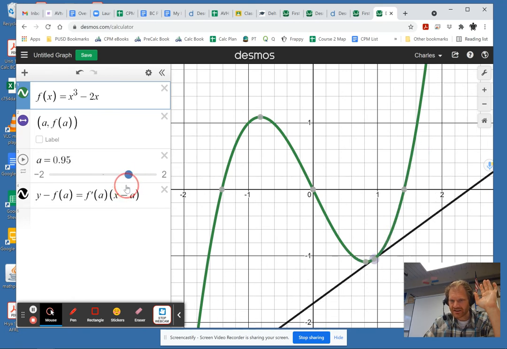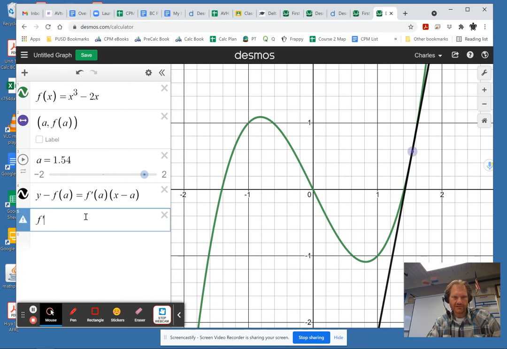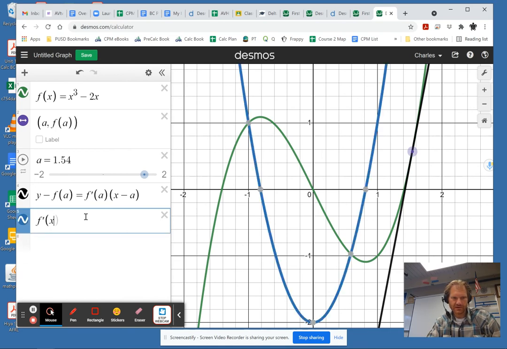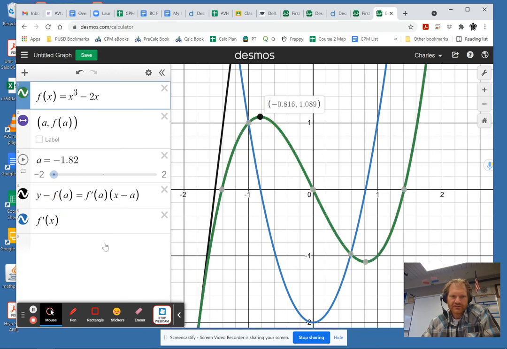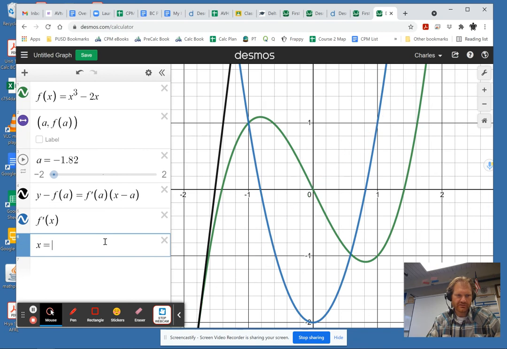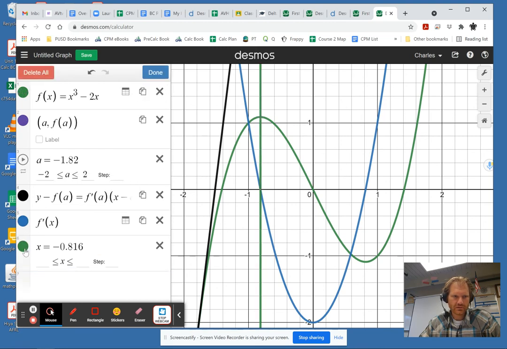Then what happens after that, to the right of that point? It starts getting steeper, and then it gets steep and steep and steep. Is it positive or negative? It's positive. So how does that correlate to the graph if I do f prime of x? Well, let's look at it again. In this first region, let's say x is equal to negative 0.816.